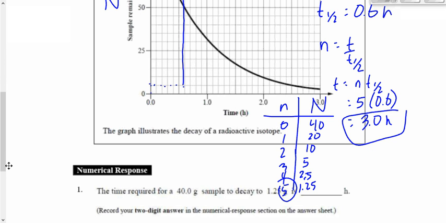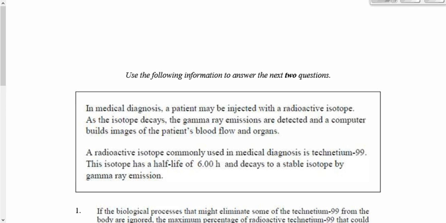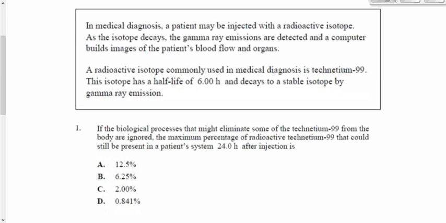All right, next question. Multiple choice number 1 says for medical diagnosis a patient may be injected with this isotope. The isotope has a half-life of 6 hours and decays to a stable isotope by gamma ray emission. That doesn't sound good. But you've got to remember that it's such a small amount that they're injecting into you. We're exposed to all kinds of ionizing radiation all the time. And if they expose you to a little bit more, that's okay. You don't want to be exposed to too much more, but a little bit more is okay.